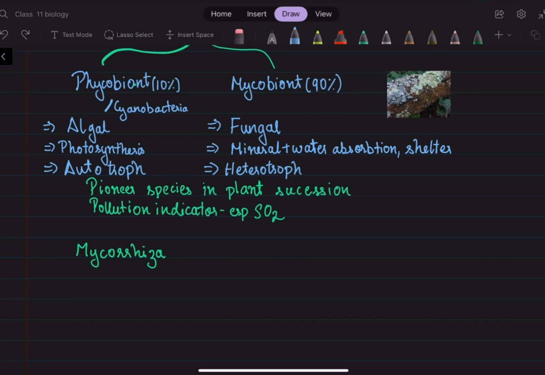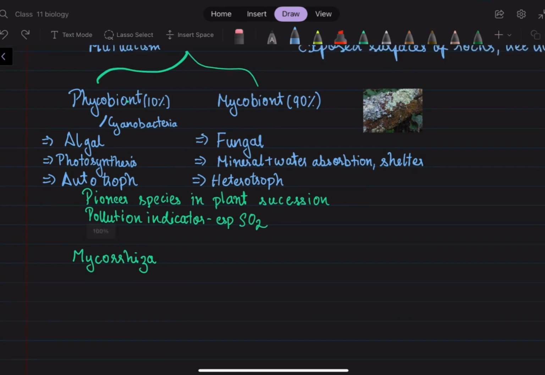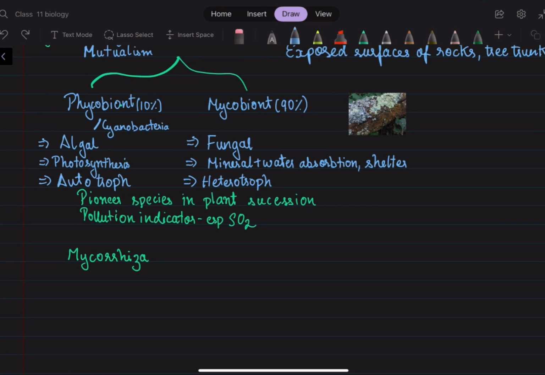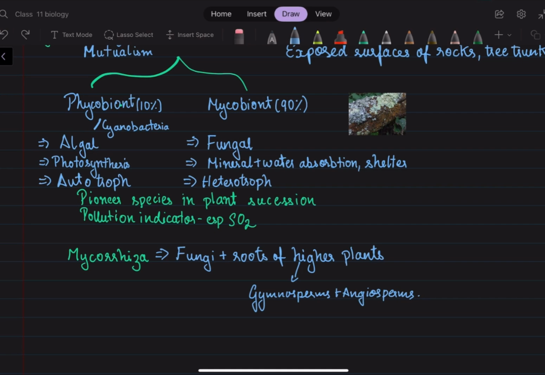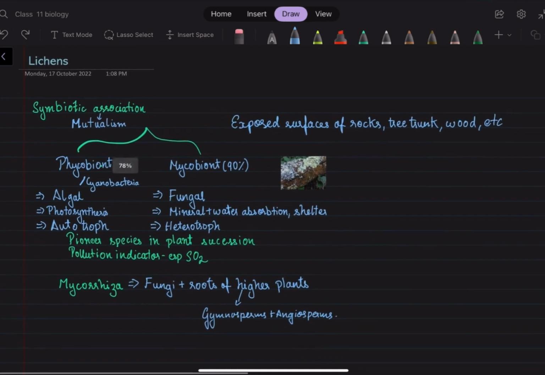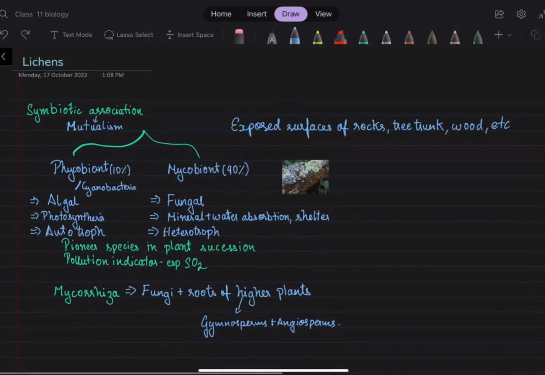Now, there's another fungal association which is symbiotic in nature, that is mycorrhiza. This mycorrhiza, as I told you, is a fungal association with roots of higher plants. And these roots of higher plants basically means roots of gymnosperms and angiosperms. So this was about the symbiotic associations of fungi.